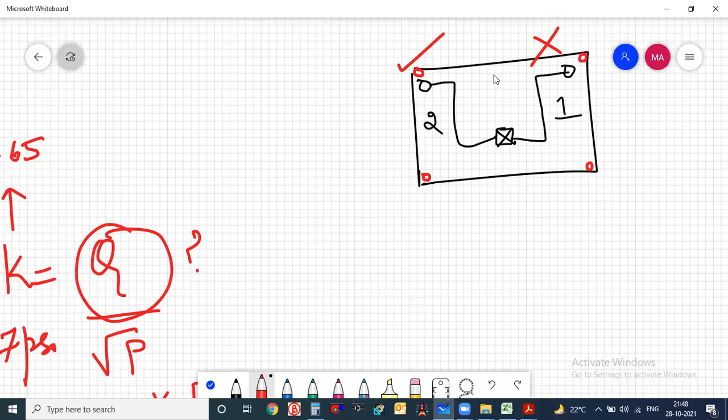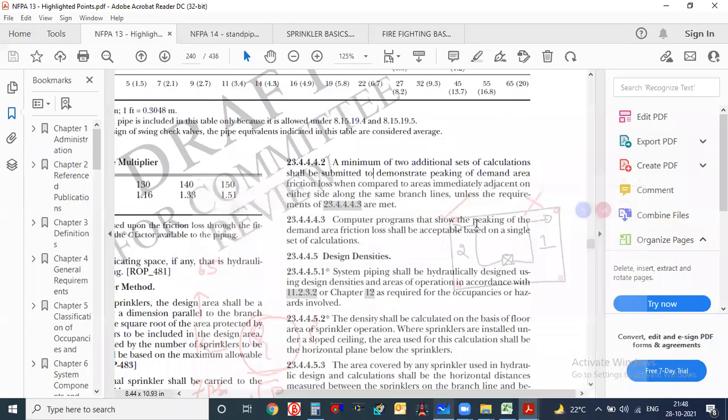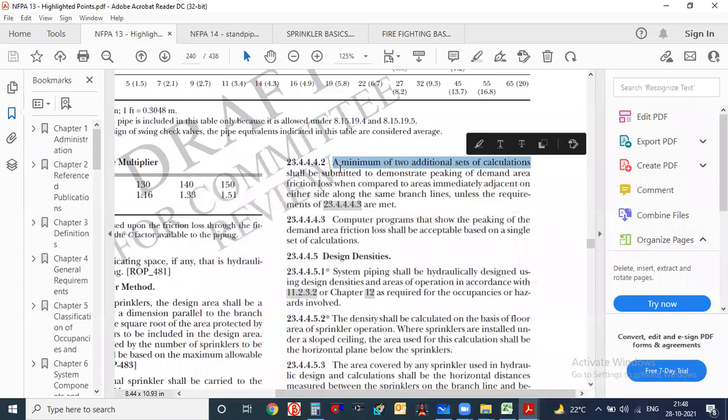The calculation would be based on the longest route, right? Longest path, yeah. Why are we confused if we know the longest path? Why are we confused for these four sides' calculation? Here only they have given NFPA: a minimum of 2 additional sets of calculations shall be submitted to demonstrate peaking of demand area friction loss when compared to areas immediately adjacent on either side along the same branch line, unless the requirement of some things are given.